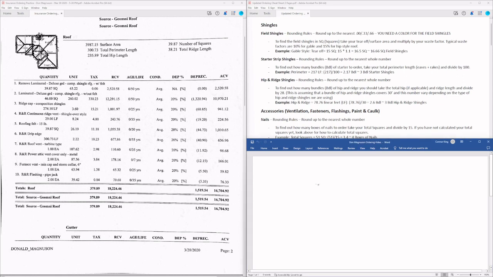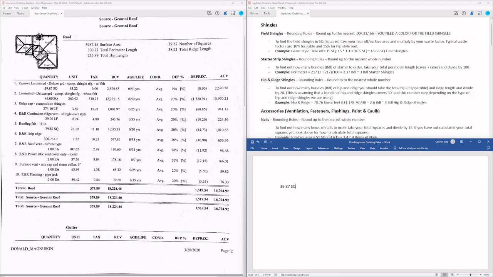So the first thing that we're going to do is look at the field shingles. Under the field shingles, it says to find the field shingles in squares, take your tear off surface area and multiply by your waste factor. Now this roof, as you can see in the sketch, is a hip style roof that has a lot of valleys and it's pretty cut up. So on this one, we're going to use at minimum a 15% waste factor. We could go a little bit higher if we wanted to be extra safe, but we're just going to use 15%.